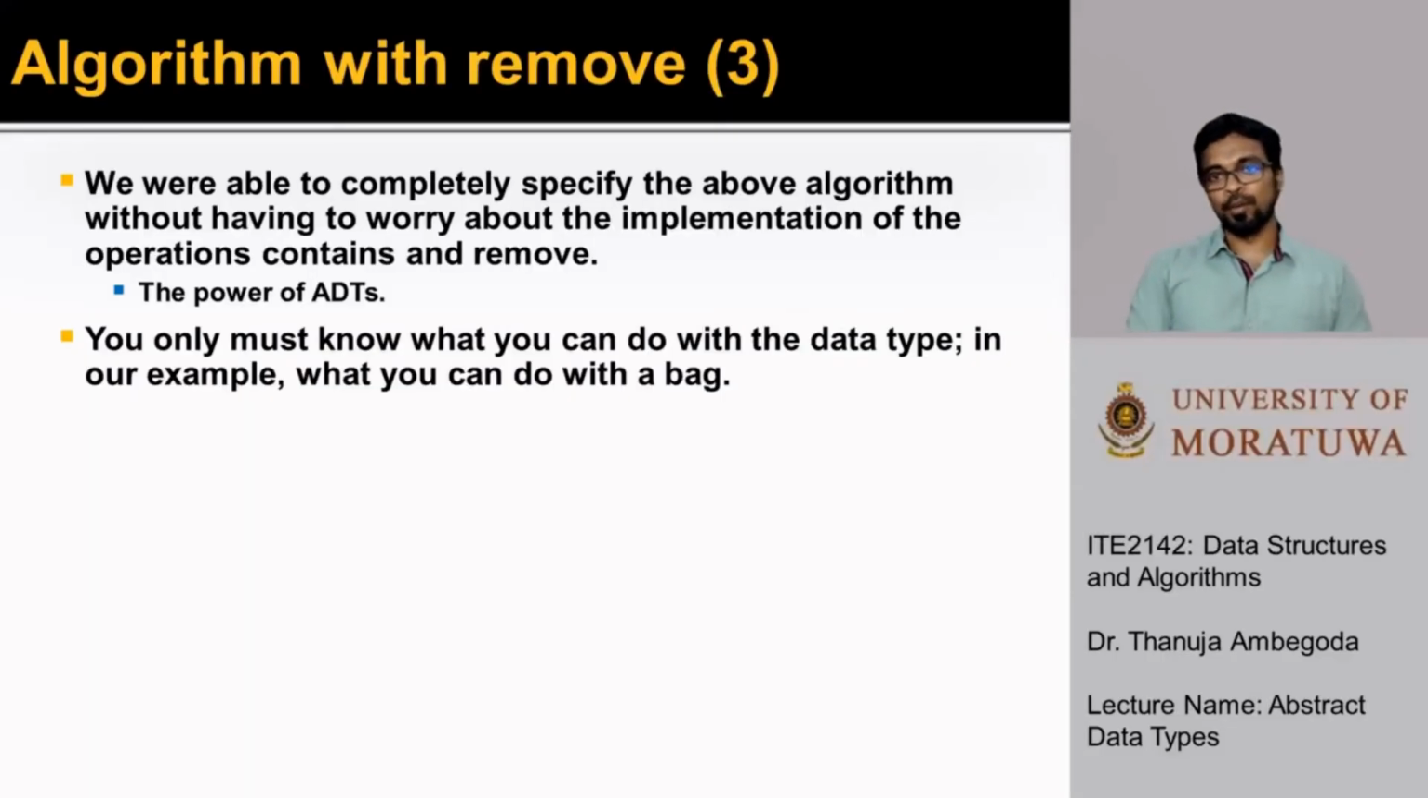When we look at the source code of that previous task, you probably noticed that we used the two methods, contains and remove, without having to worry about how they're implemented. That's the power of abstract data types. You should only know what you can do with the data type. You should know what operations to call, and that's it. You could write the program by using those methods.